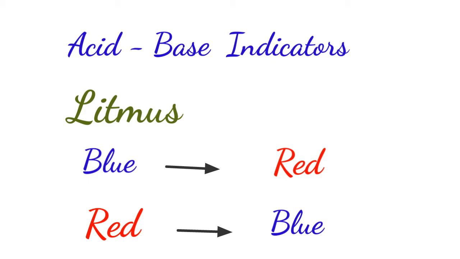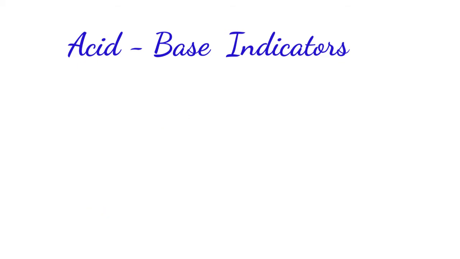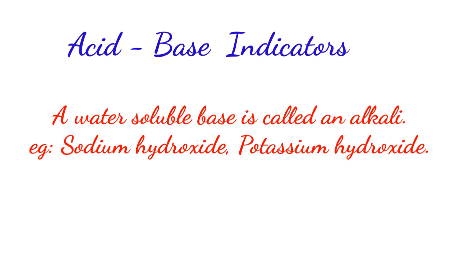For example, sodium hydroxide solution turns red litmus blue, so sodium hydroxide solution is basic in nature or alkaline in nature. In other words, sodium hydroxide is a base or an alkali. A water-soluble base is called an alkali. So we can say that all bases are not alkalis, but all alkalis are bases.